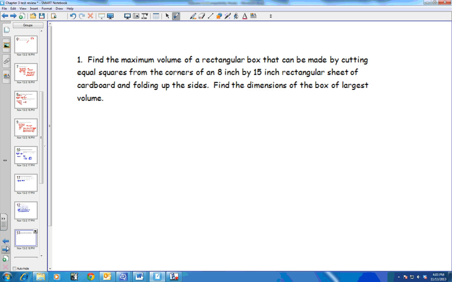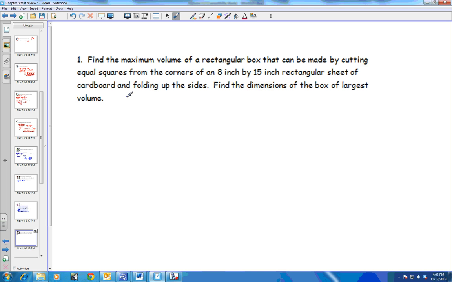Oh, so I'll end that and I'll start this one on the next video. Well, I'll go ahead and finish it. Let's do number 1. Find the maximum volume of a rectangular box that can be made by cutting equal squares from the corners of an 8-inch by 15-inch rectangular sheet by folding the sides up. Find the dimensions of the box of largest volume.